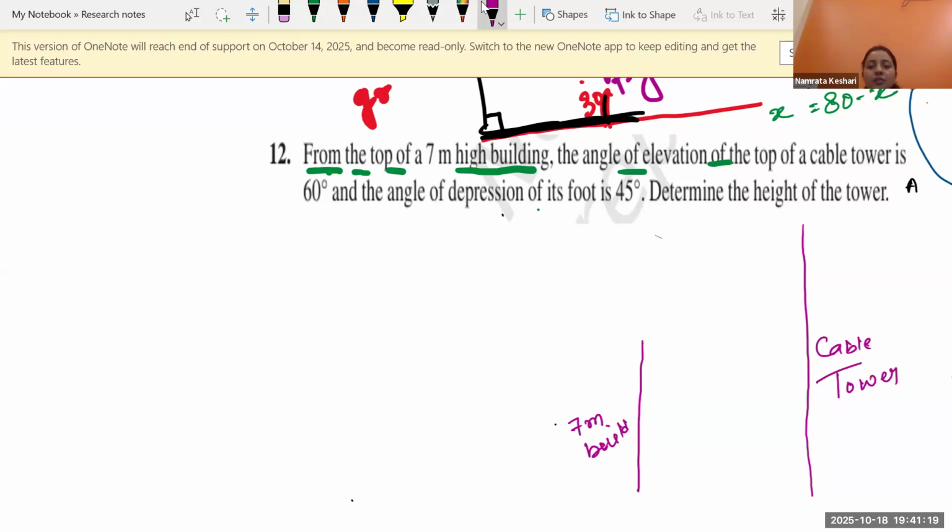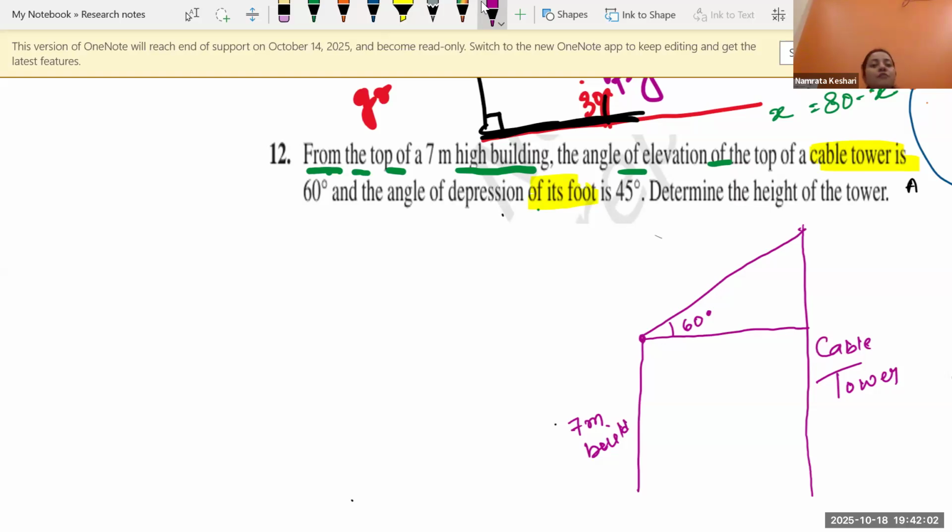From here to here, angle of elevation is 60 degree. Angle of elevation always gets created with the horizontal line, 60 degree. And the angle of depression of its foot. Its foot means the cable tower's foot, because before this one the statement is talking about the cable tower. So angle of depression of its foot, that means the cable tower's foot.